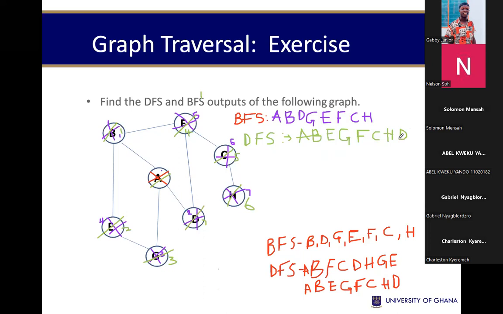And I'm done. So let's see whether the person who had it is correct. A, B, F. No, this is wrong. A, B, E, J, F, C. Yeah, so this is correct. Yes. That is correct. All right, so that's good.